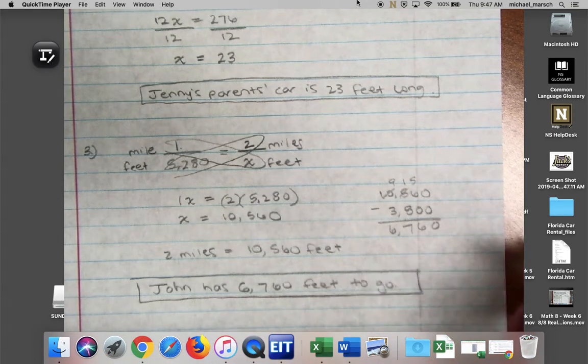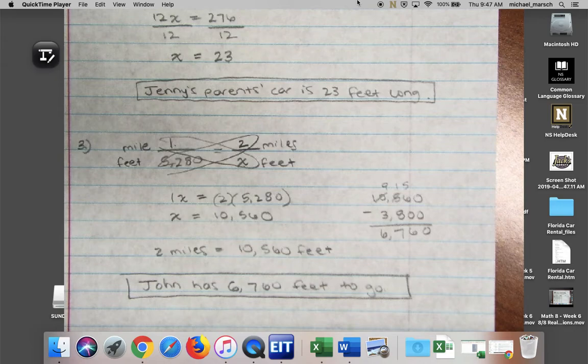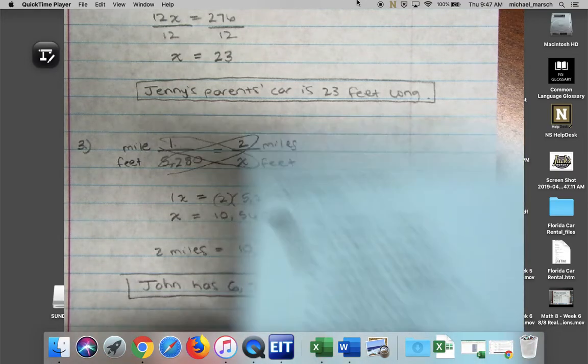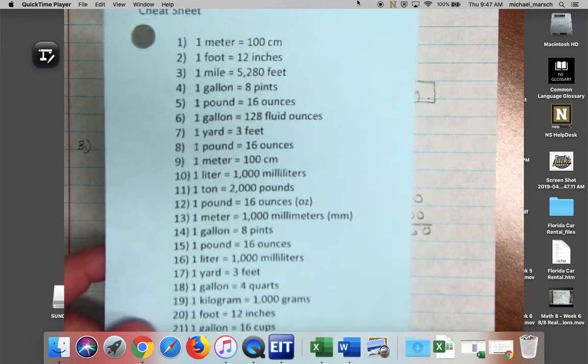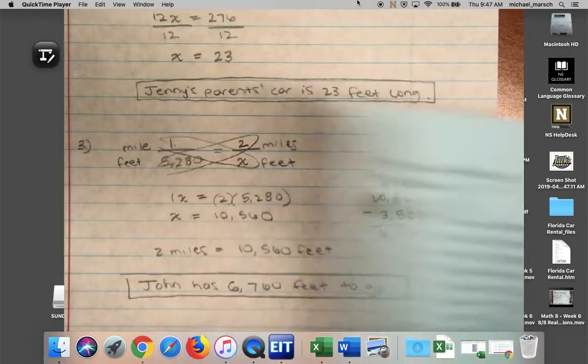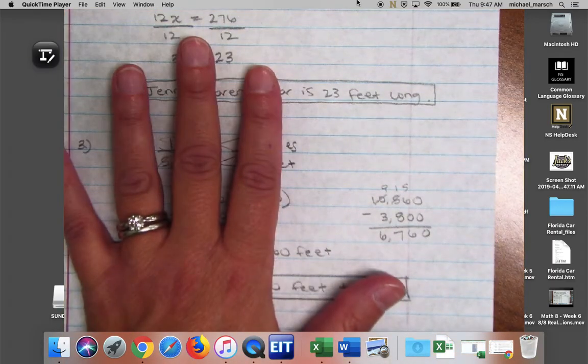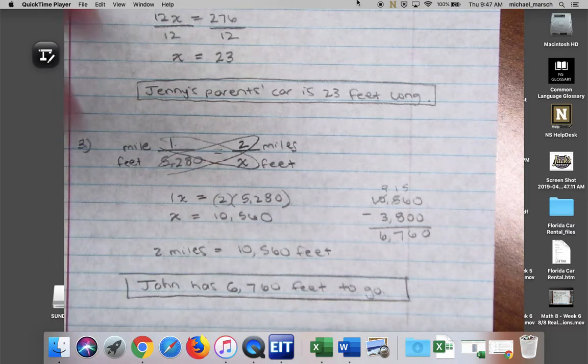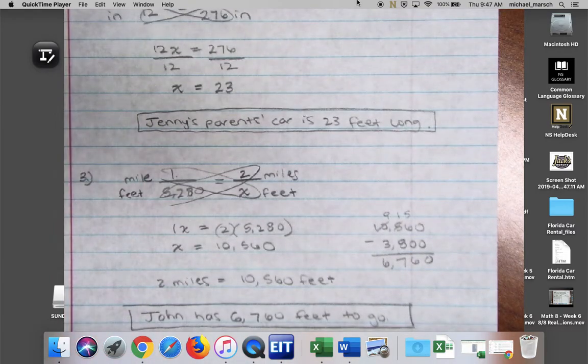Okay, so what you're going to do is open up the file now on your Notability, and also open up the file that's posted on Canvas, and then also open up this document I sent in the email so you have all the conversions you need, and just continue doing your practice this way, setting up the proportion, interpreting the answer, and moving on.